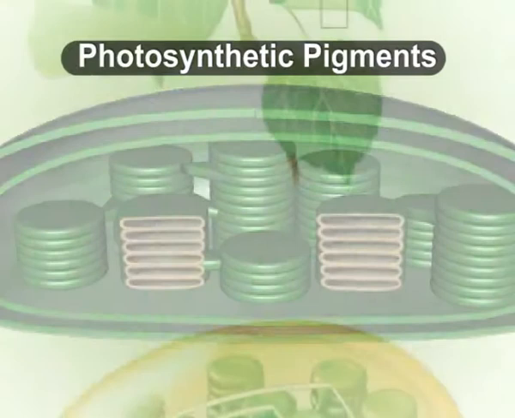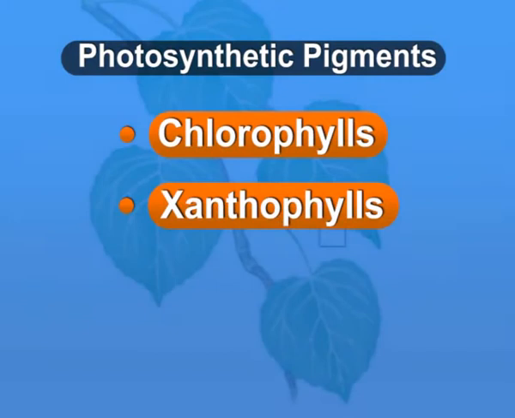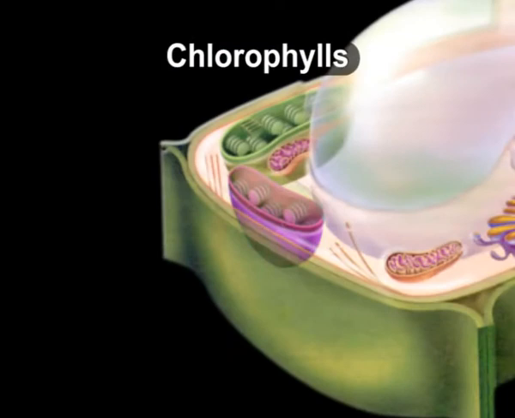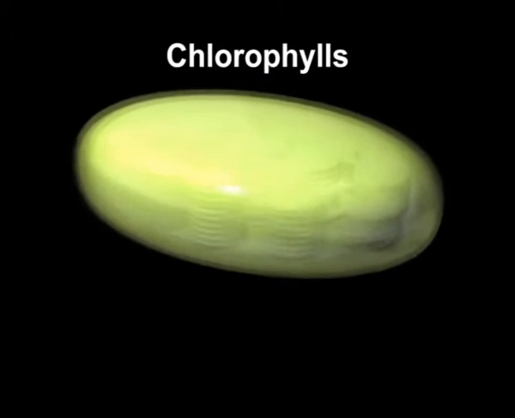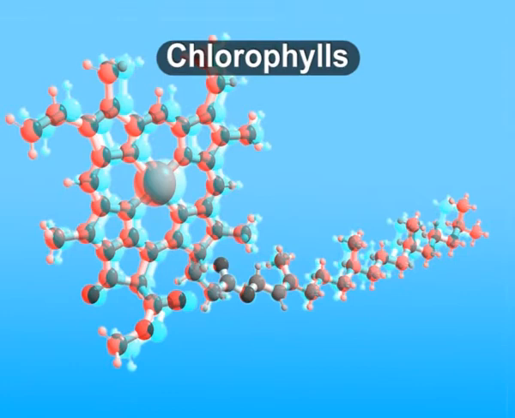There are different types of photosynthetic pigments present in plants. These are chlorophylls, xanthophylls, carotenes. Let us check these one by one. Chlorophylls. These are the green photosynthetic pigments present in all photosynthetic autotrophic organisms except bacteria. It is found in the chloroplasts of green plants and is what makes green plants green.